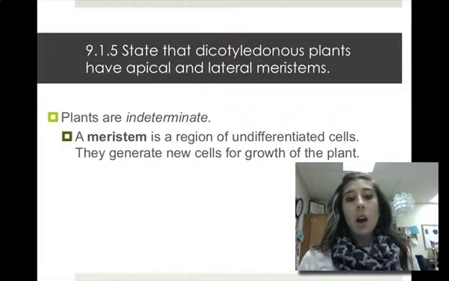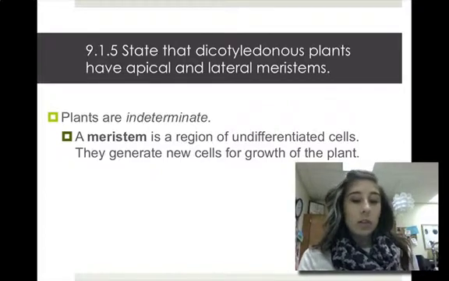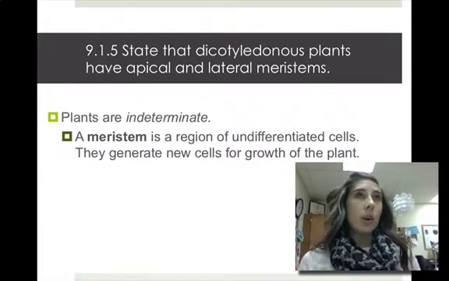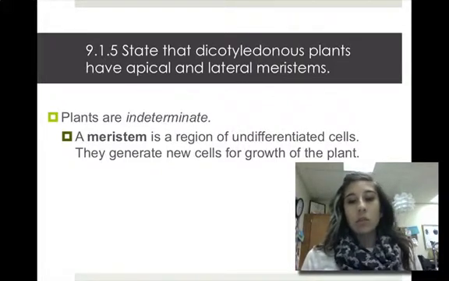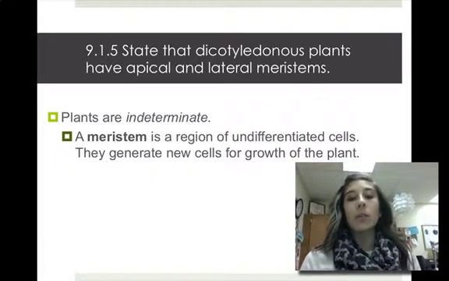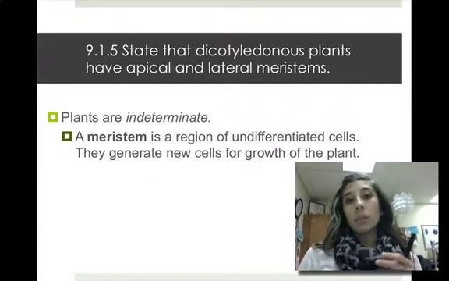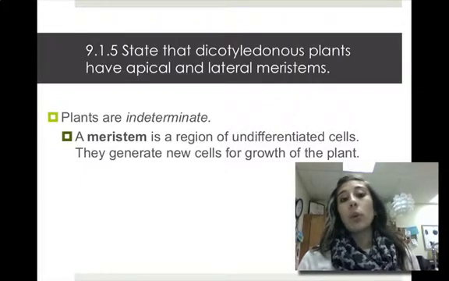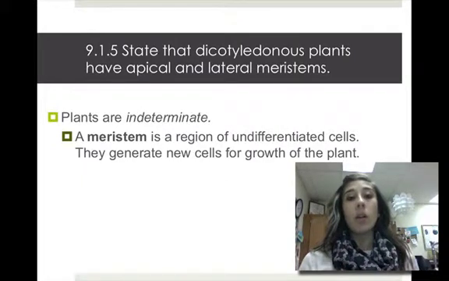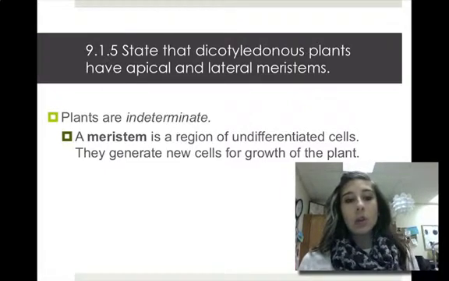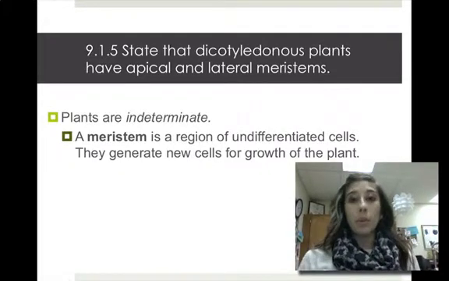Meristems are a region of undifferentiated cells, and undifferentiated cells are basically what we've considered stem cells. I wouldn't necessarily call them stem cells. They're like stem cells, but they don't have any differentiated specialized job, so they can pretty much become anything. They will be differentiated, given their identity and role later on when regulatory proteins are taking place. And so meristems help to generate new cells and more growth for the plant.